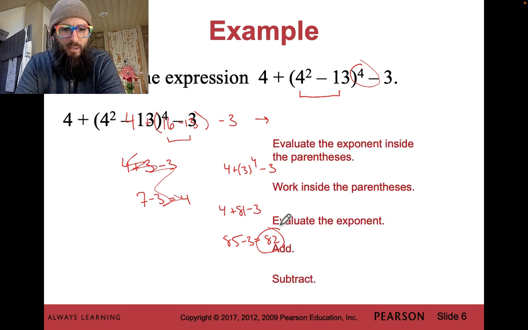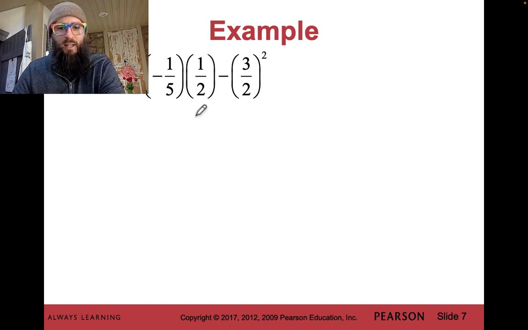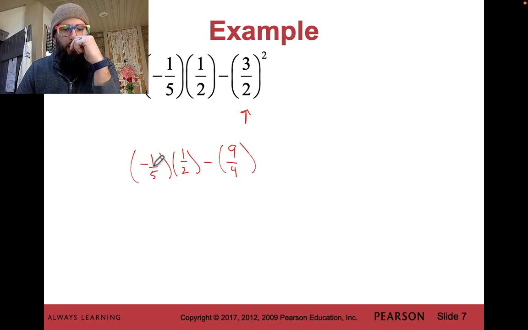Okay, now here we're dealing with fractions. I know some of you may be shaking your heads and you don't really like fractions, but that's okay. You'll notice we have an exponent here. We're going to apply that operation first. So we have negative 1/5 times 1/2 minus 3 over 2 to the second power, which is going to be 9 over 4. So now we're going to have negative 1/5 times 1/2 gives us negative 1 over 10 minus 9 over 4.